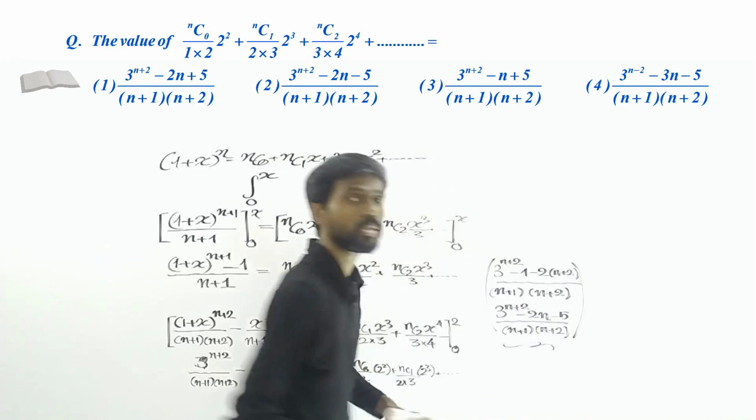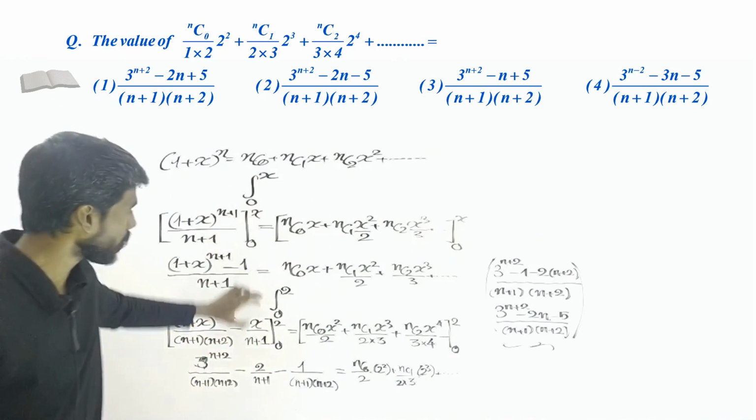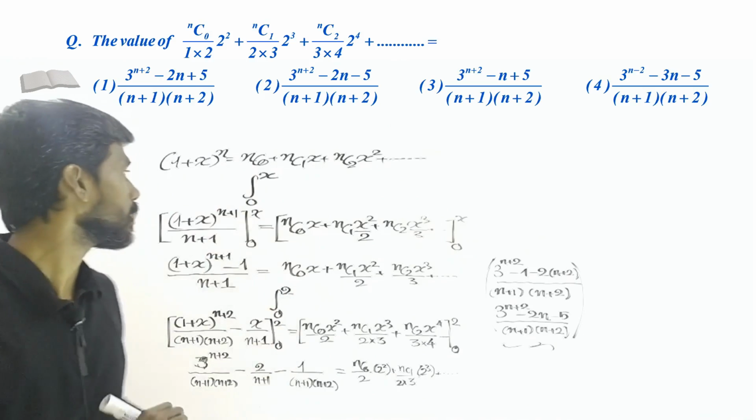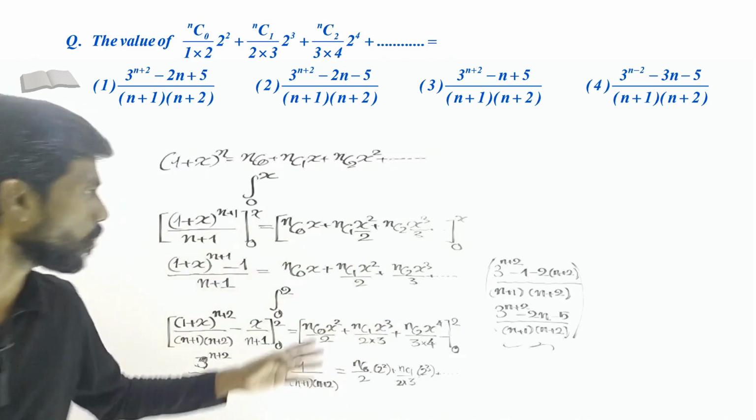So that's all. The moment you get a denominator, you have to do integration. But here we have to do 2 times integration because these numbers are like multiples of 2 numbers. So we integrate 2 times to get the required answer.